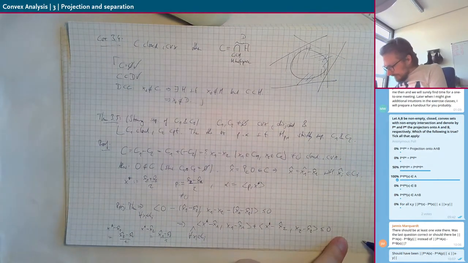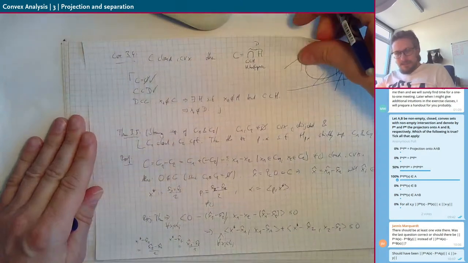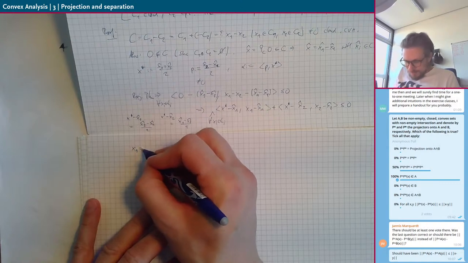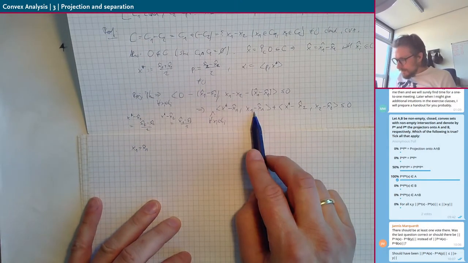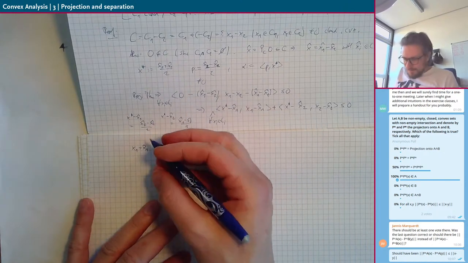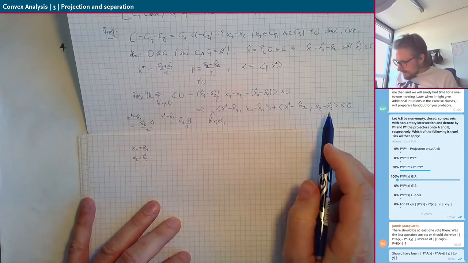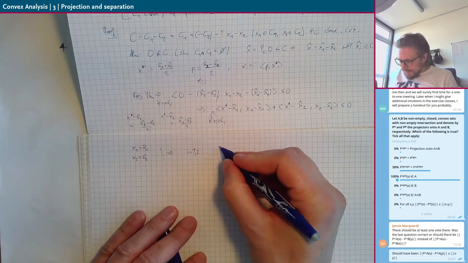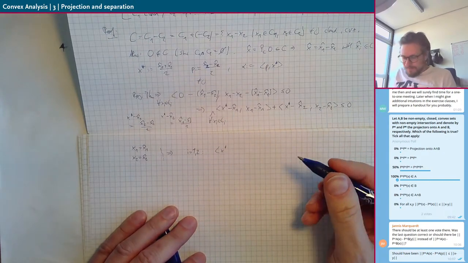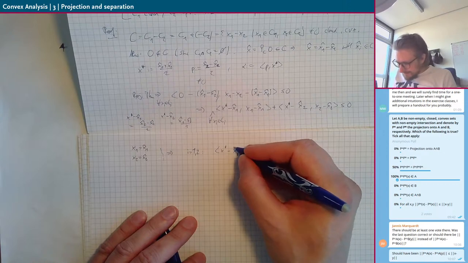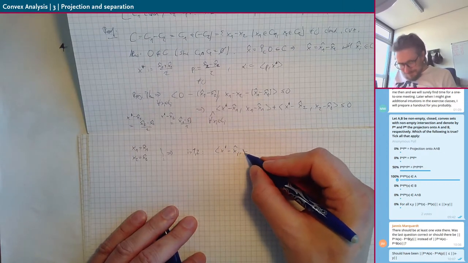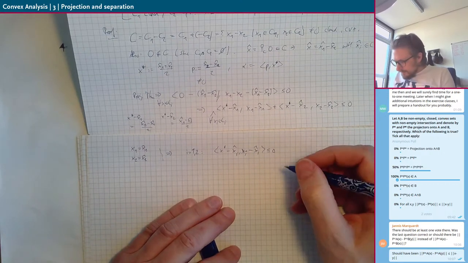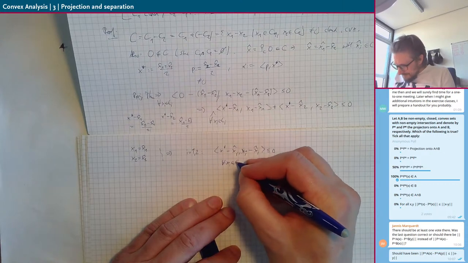Okay, and what you can do with this is take special x1s and x2s. For example, if we take x1 equal x1 hat, which is of course allowed, this one goes away. And if we take the other one, x2 is x2 hat, this one goes away. And so we get for both i equals 1 and 2 that both terms are individually non-positive: x star minus xi hat times xi minus xi hat is smaller or equal to 0 for all xi in Ci.